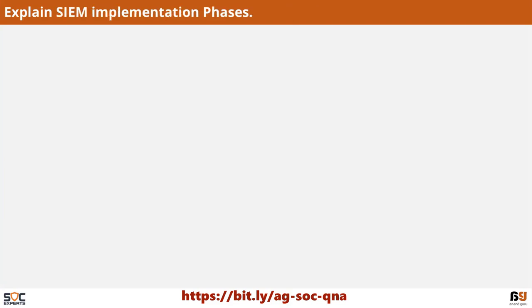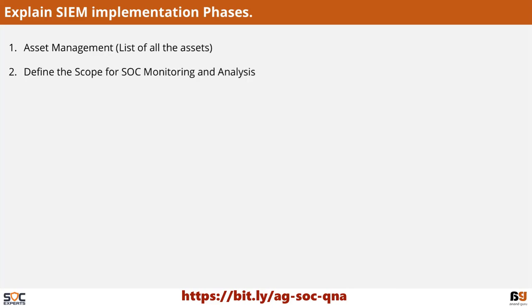Explain SIEM implementation phases. The phases can be highlighted as, first thing is asset management. That means we need to make a list of all the assets. Define the scope for SOC monitoring and analysis. Log source onboarding preparation. That means create the necessary accounts, open the necessary ports.